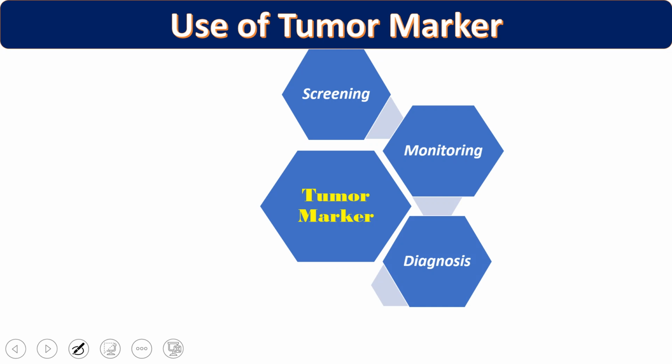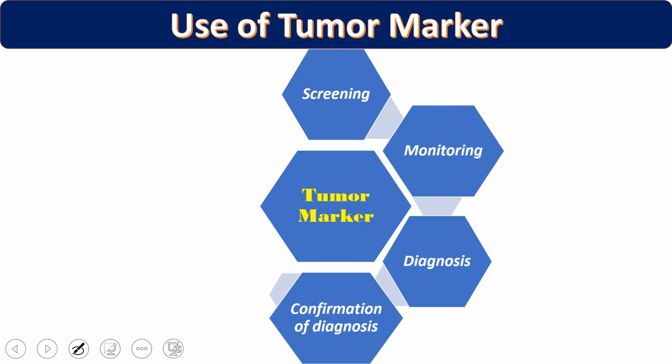Like in the person who has symptoms, tumor markers may be used for the detection of the presence of cancer, and help differentiate it from other conditions with similar symptoms. So we can differentiate the person who is having cancer from the one who is not having cancer, along with the same symptoms. Confirmation of the diagnosis can also be done with the tumor markers.